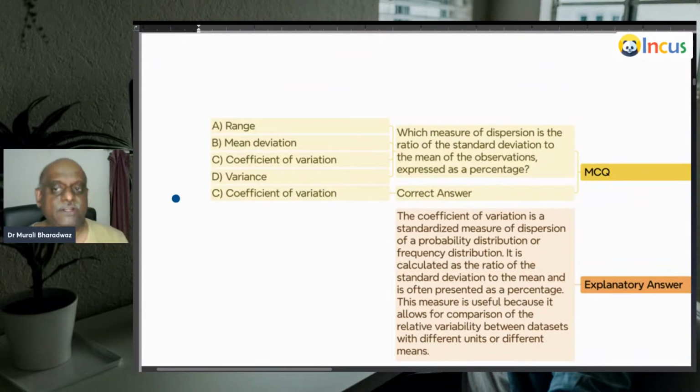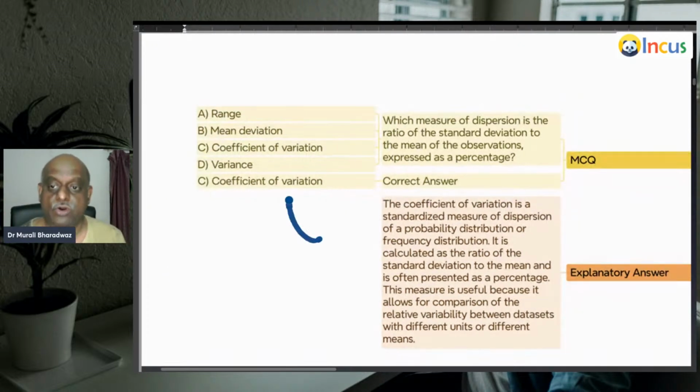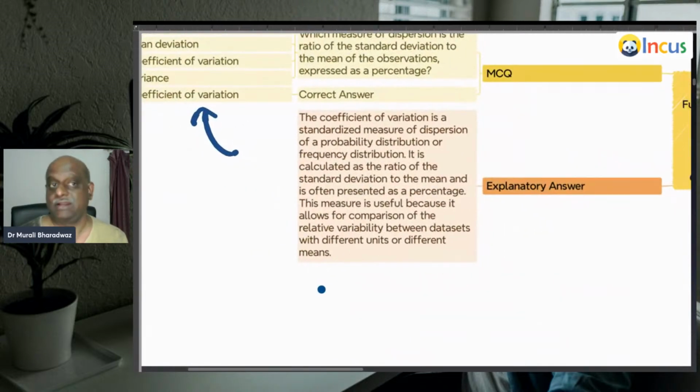So what is the measure of dispersion? Which measure of dispersion is the ratio of the standard deviation to the mean of the observations, expressed as a percentage? It's called the coefficient of variation. It's a standardized measure of dispersion of a probability distribution.